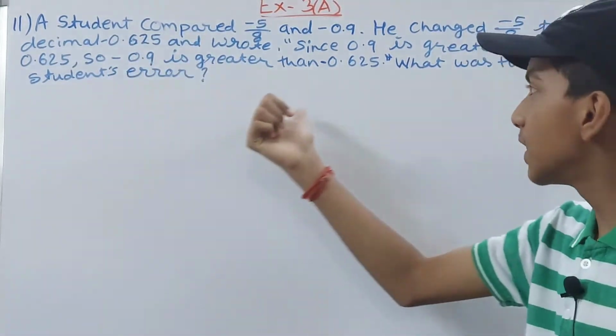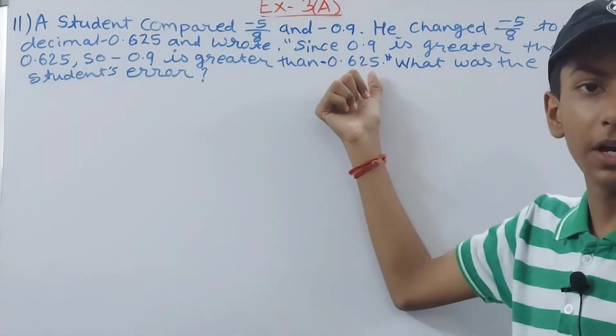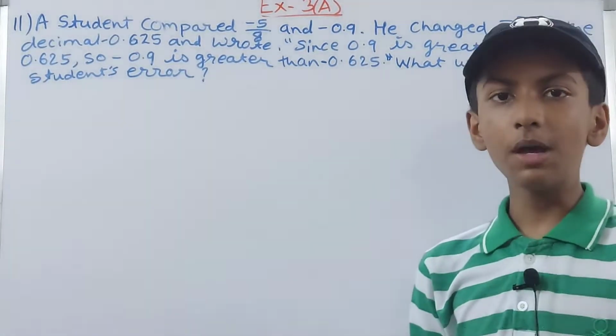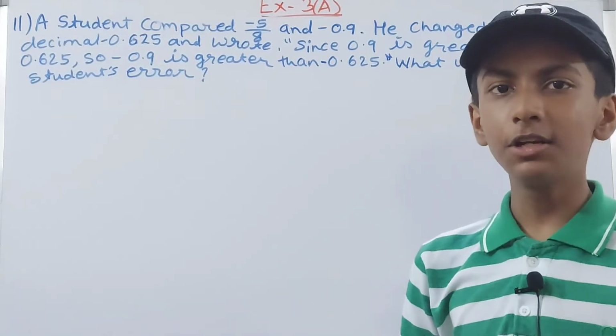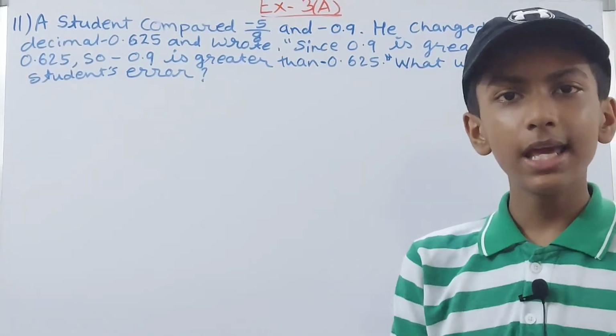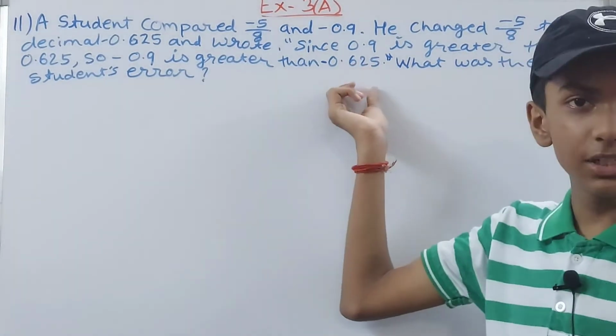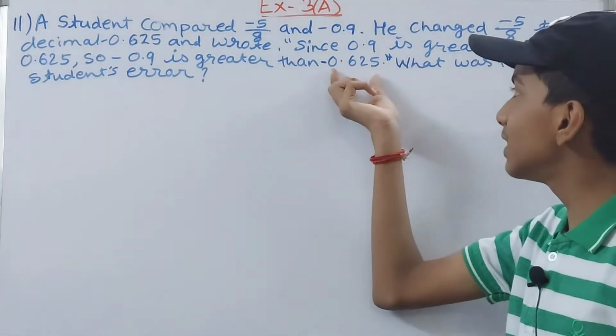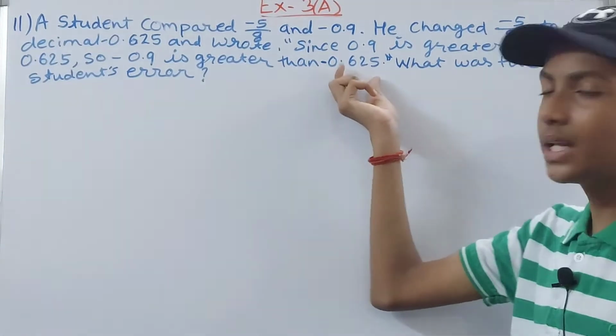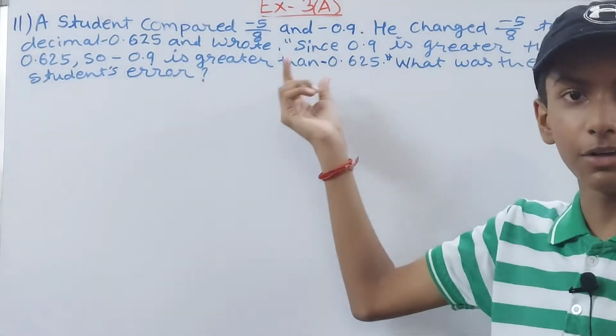What we do is, you can see that the first error we can see here itself is that minus 0.9 cannot be greater than minus 0.625. Why? Because both of them are negative numbers, and in negative numbers the number which is smaller is the greater number. Here the smaller one is 0.625, but he has said that it is the smaller number, but it is actually the greater one.